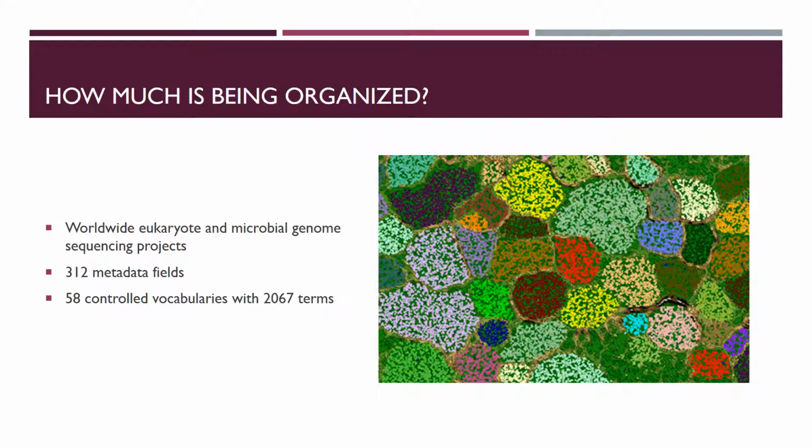And GOLD has 312 metadata fields, and 58 controlled vocabularies with 2,067 terms. And in addition to the 312 metadata fields, there are also free text fields. So it's organizing a ton of data.